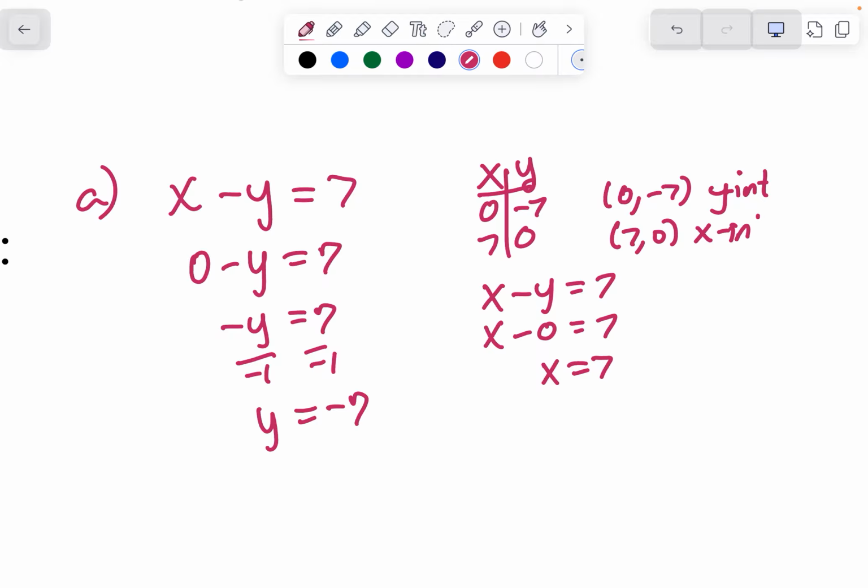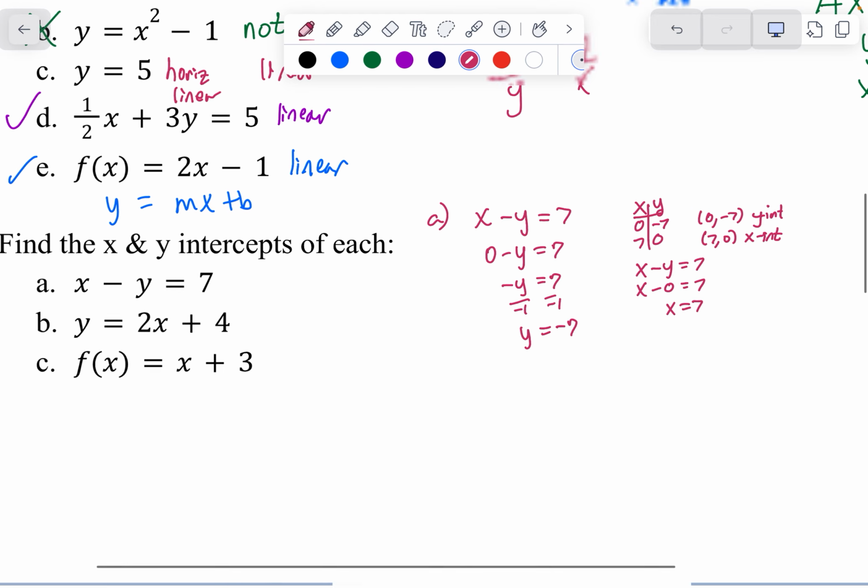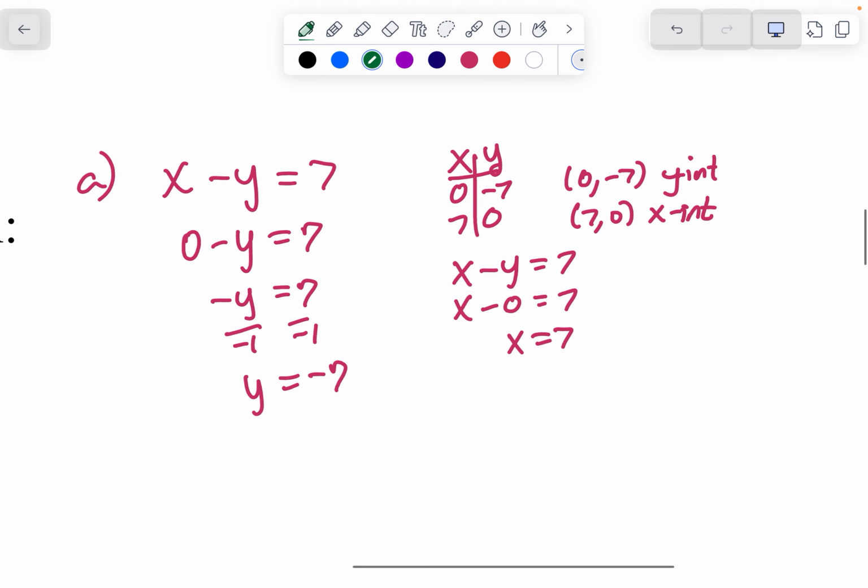So when they ask for intercepts, that 0, 0 chart is going to point you in the right direction. The y-intercept, you're going to let x equal 0. The x-intercept, you're going to let y equal 0. And then you just solve. Now, when it's in standard form like A, that's the easiest one, I think, to find the x and y intercept. But let's talk about B. Any questions about A before I jump from that to B? Okay, let's write down B.